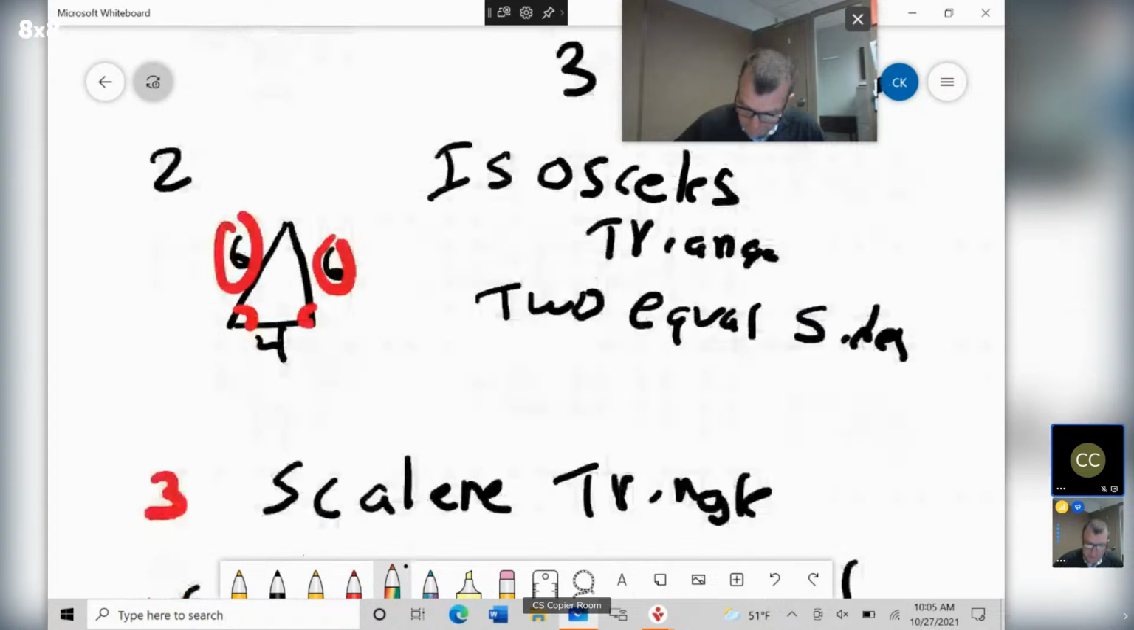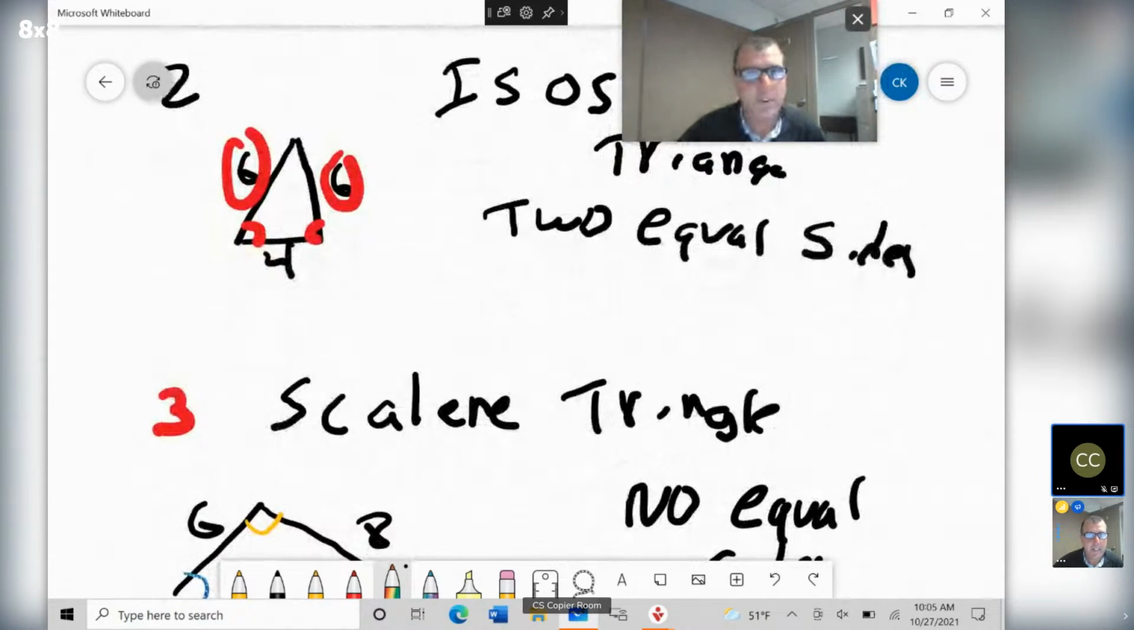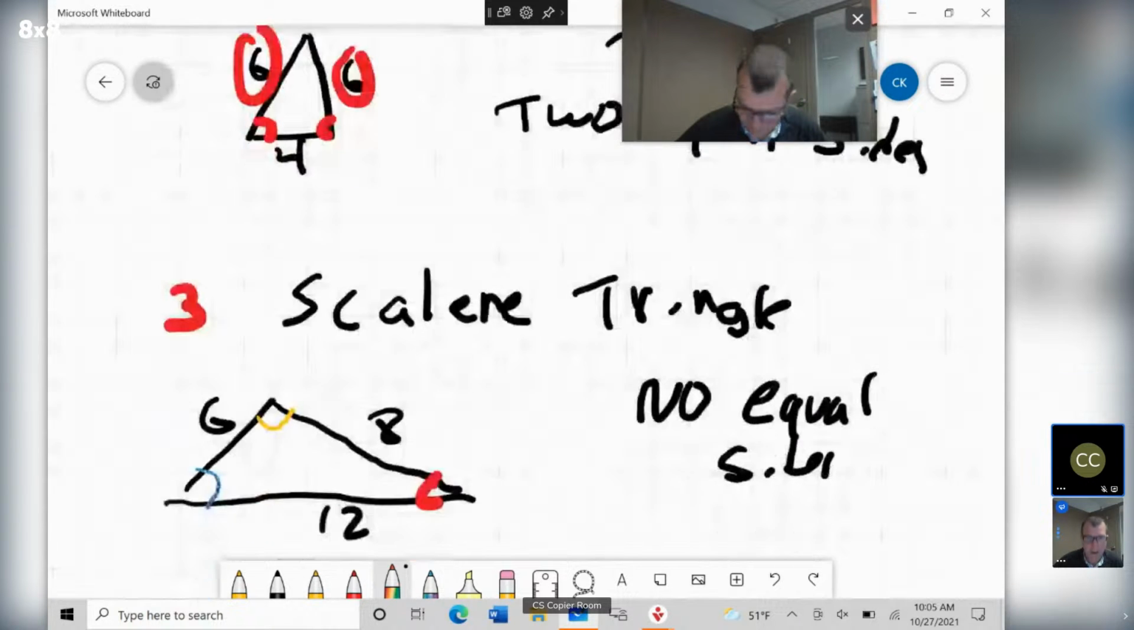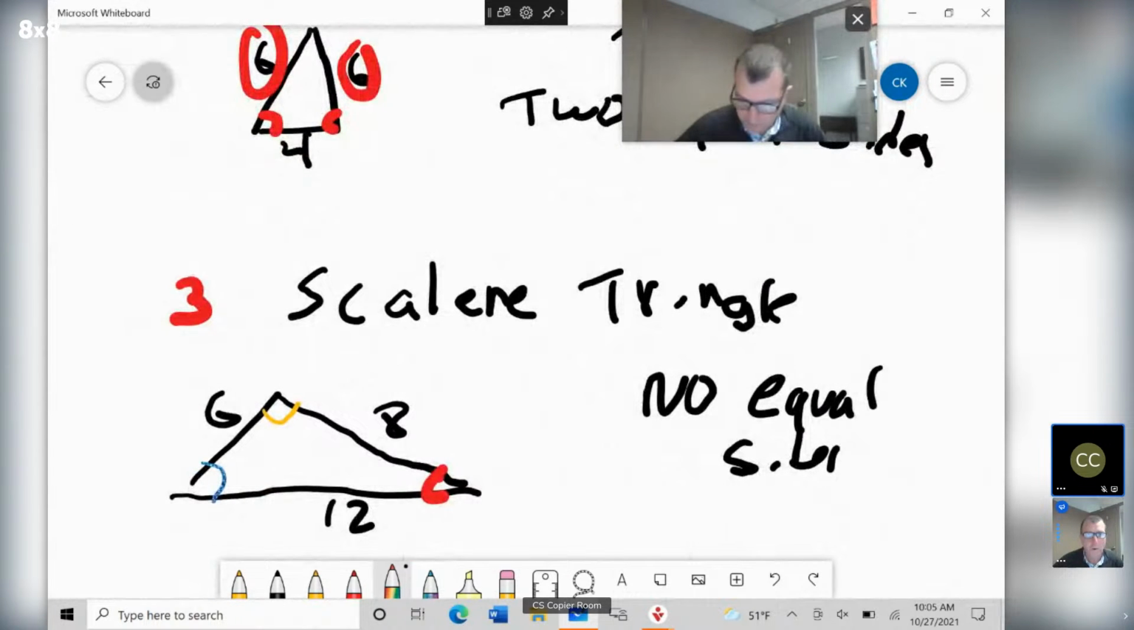The last one is scalene, and that just means you don't have any equal sides whatsoever. None of the sides are equal in length, none of the angles are equal, they're all different lengths. That's when you get a triangle that looks like that. I don't expect you to know those by heart, but those are the three triangles you're really going to need to identify when we're looking at area and stuff like that.